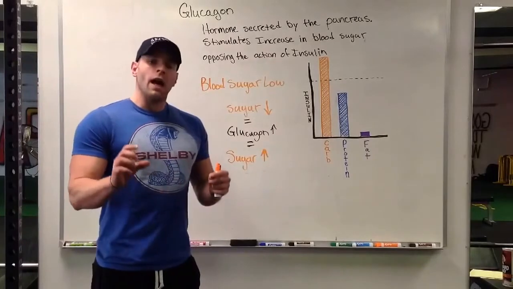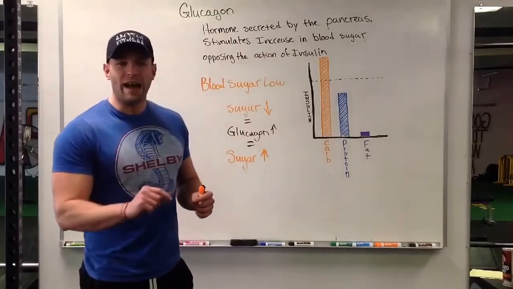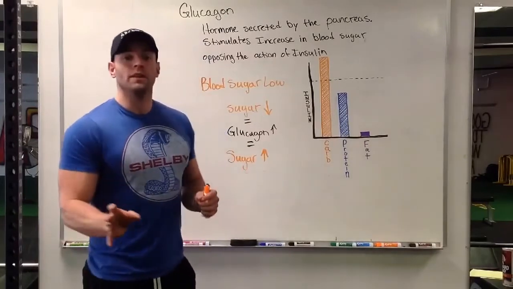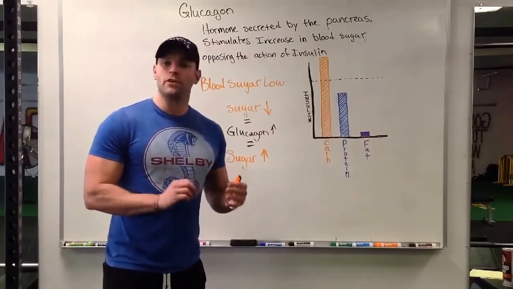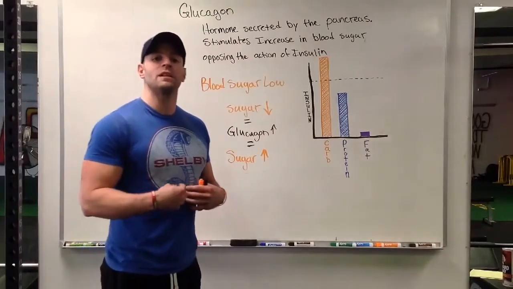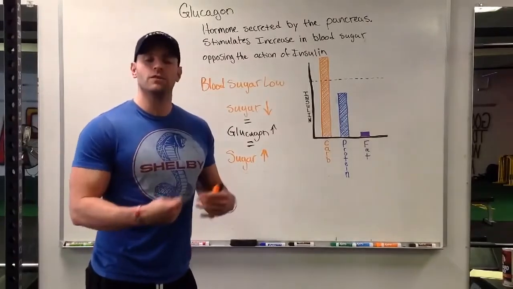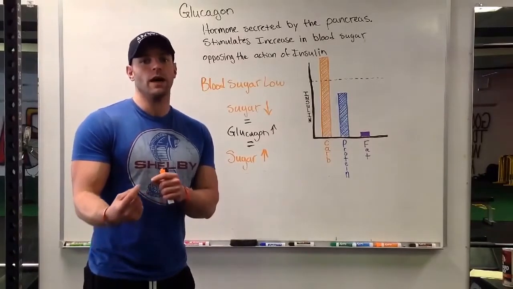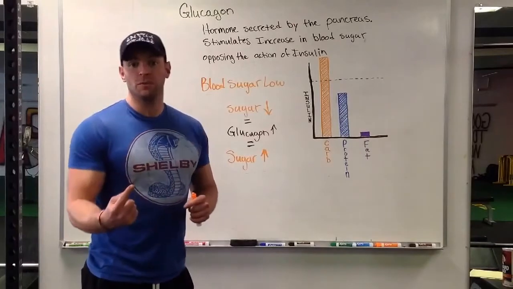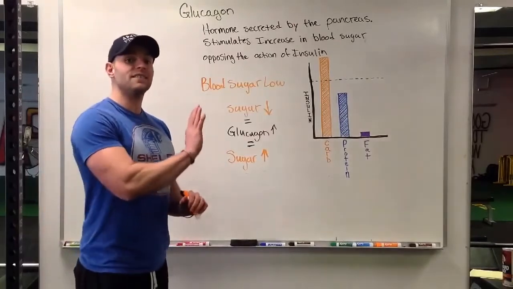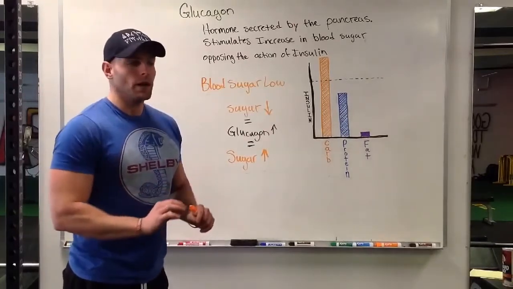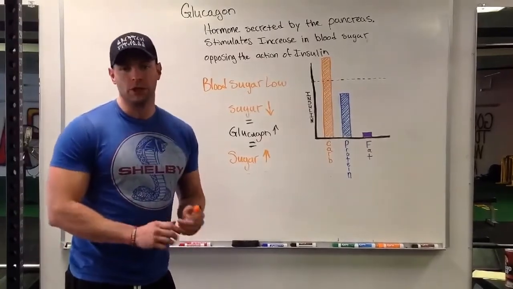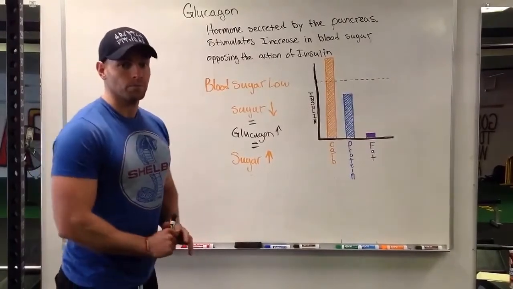So blood sugar would get low during times of fasting or during times of intense exercise. When there's no more available sugar in the blood or in the muscles, the pancreas would stimulate release of glucagon, which would stimulate the liver to secrete glucose to be used as fuel. So this is the opposing action of insulin. So insulin decreases blood sugar, whereas glucagon increases blood sugar. Hope you follow me so far.